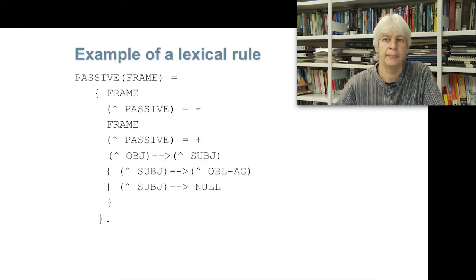It says, okay, take this frame, mark it as passive plus, and turn the former object into a subject. So the cat object becomes the cat subject. Take the former subject, the tiger, and turn it into an oblique agent, by the tiger, or just delete it. So in this case, the sentence would just be the cat was chased. Okay, and that's it. Then all the disjunctions are done.